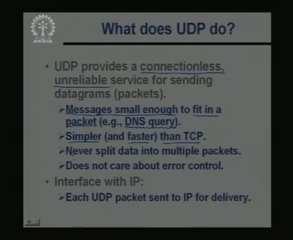Since it is simpler, it will never split data into multiple packets. It expects that the packet will be of a size which can fit into a single datagram, and it does not care at all about error control. Interface with IP is very simple. Each UDP packet is a datagram, and it simply forwards it to IP for delivery. Okay. So, the interface with IP is also very simple here.